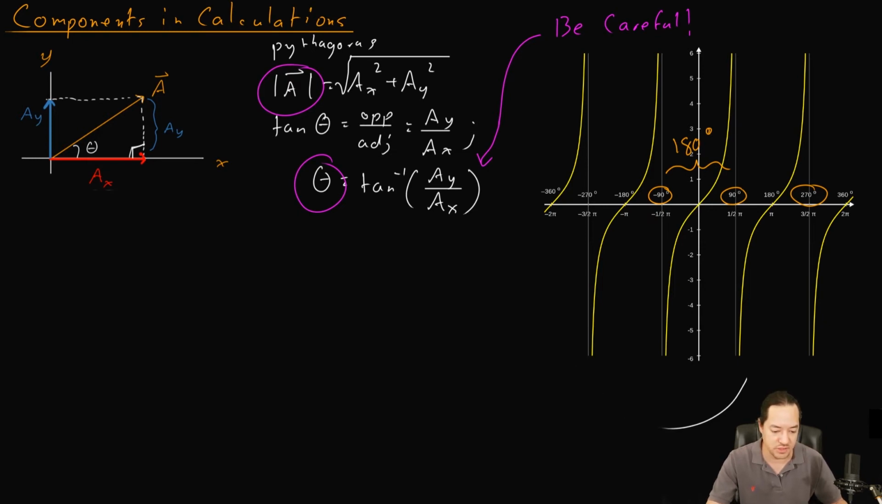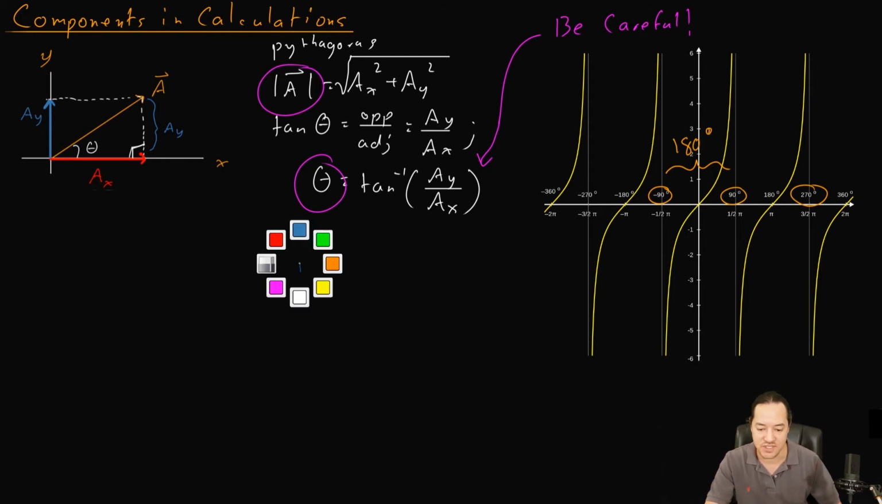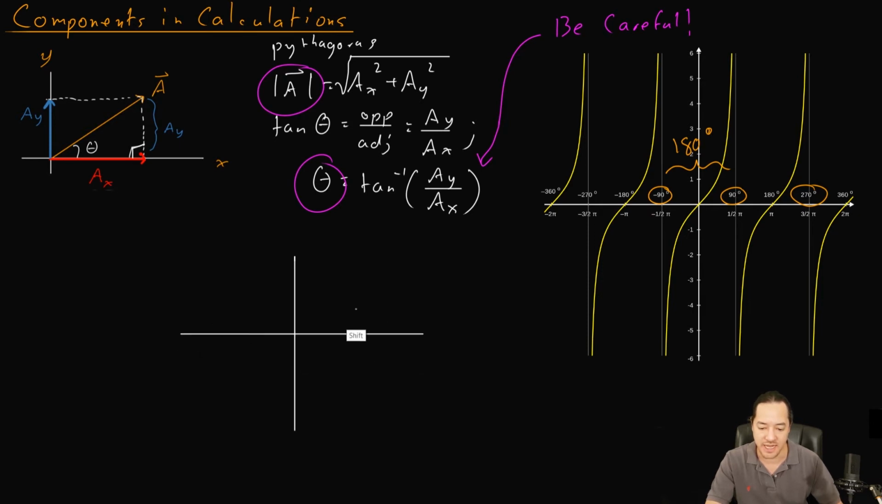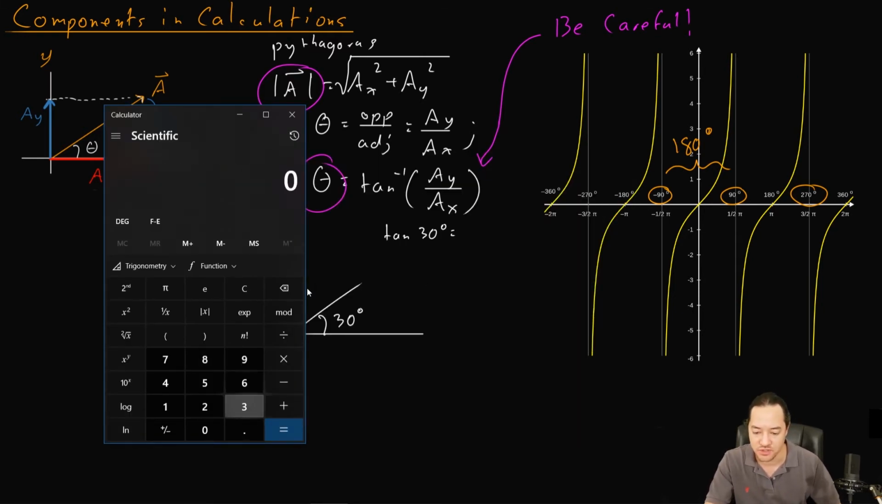Let's delete this here. Here's the problem. Let's say I have a set of axes, and I have some vector here, and let's say that this angle is 30 degrees. What is the tangent of 30 degrees? Well, let's get our calculator out here. So 30 degrees, and the tangent of that is going to be 0.577.